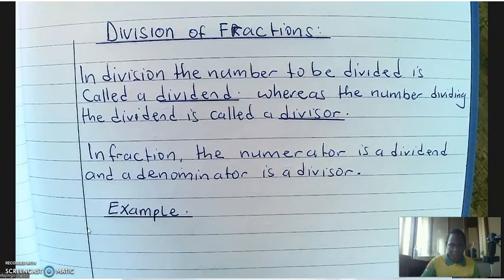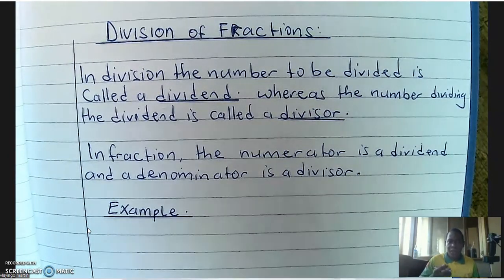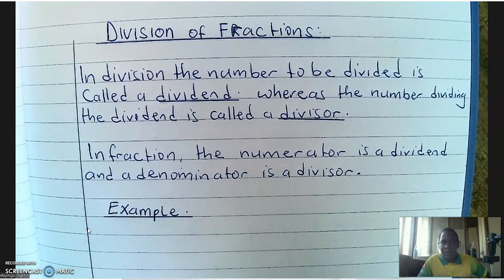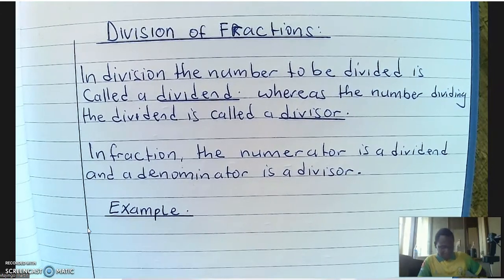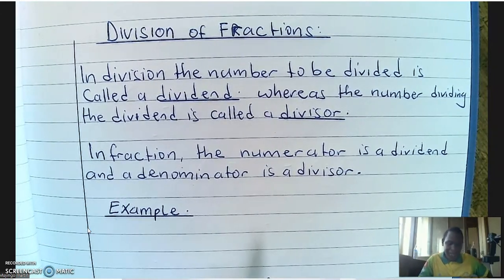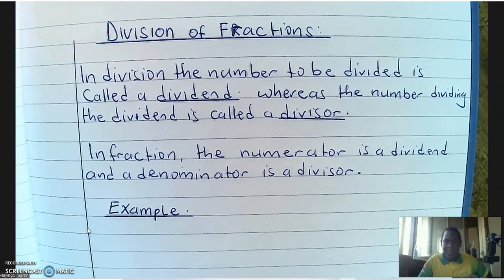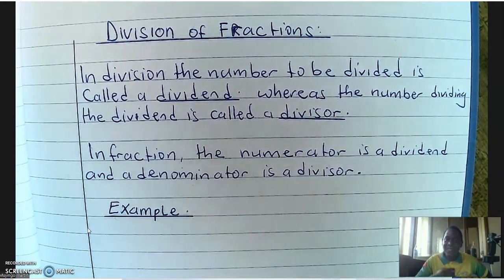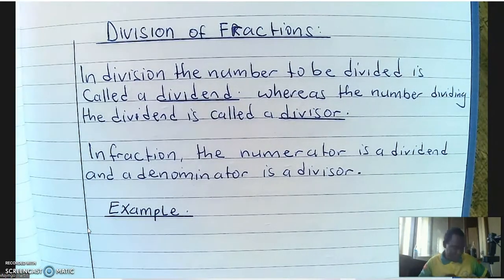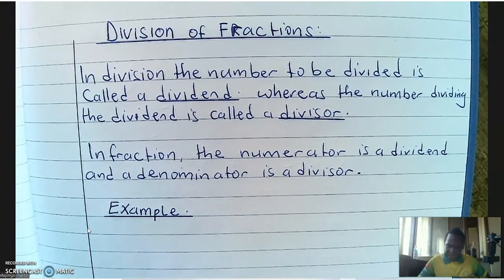Now, in fractions, let's bring out the common language we know. From primary school, our teachers have been talking about the numerators and the denominators, meaning that in fractions the numerator is in most cases called the dividend, whereas the denominator is called the divisor. The denominator is the number which is down in the fraction, whereas the numerator is the number which is up in the fraction.